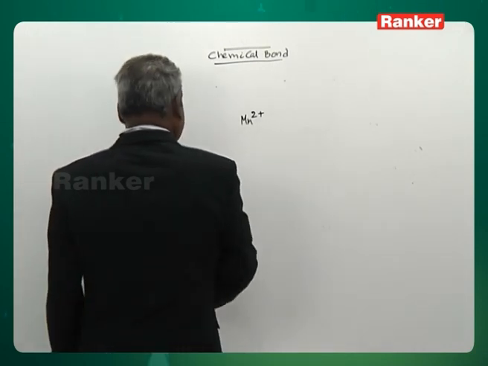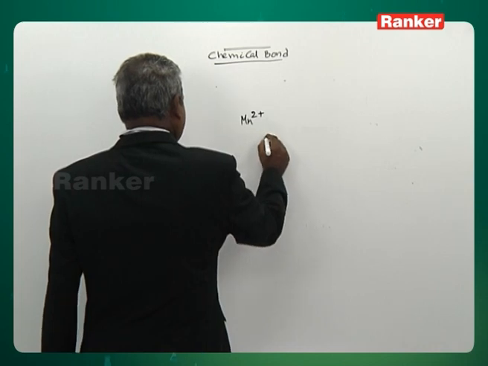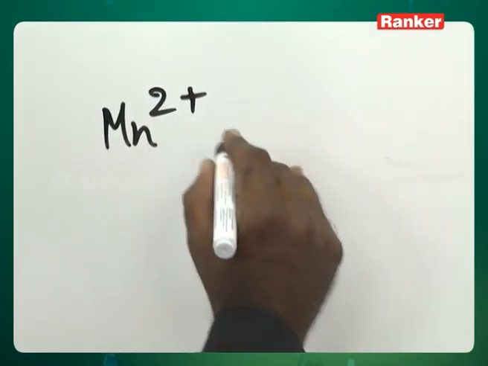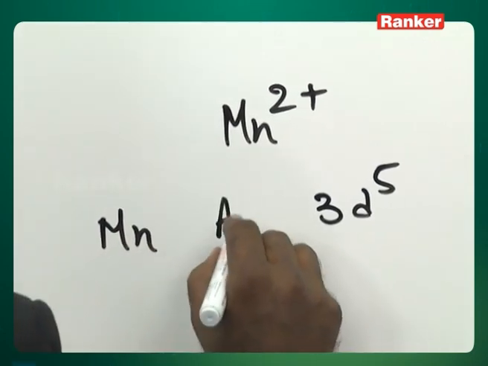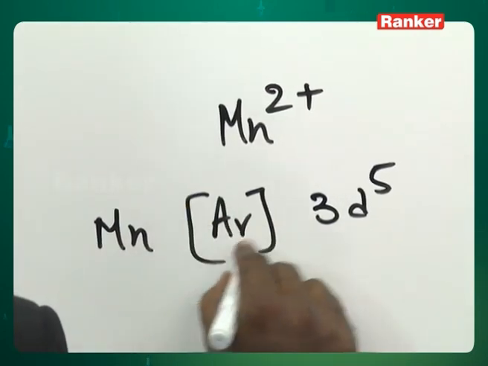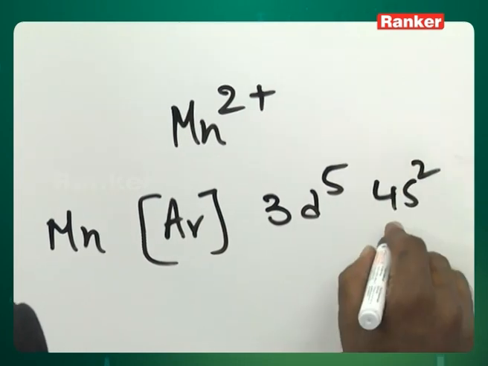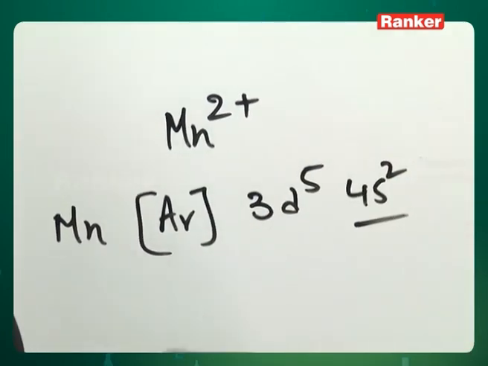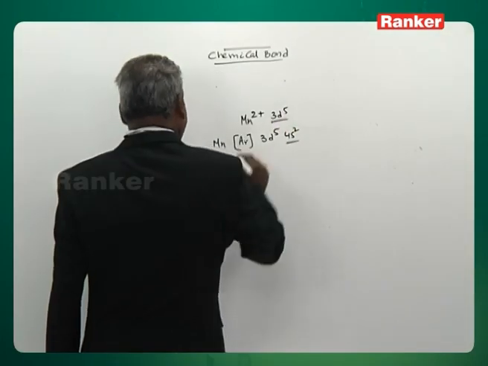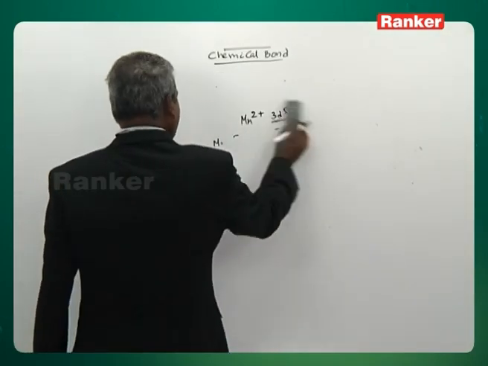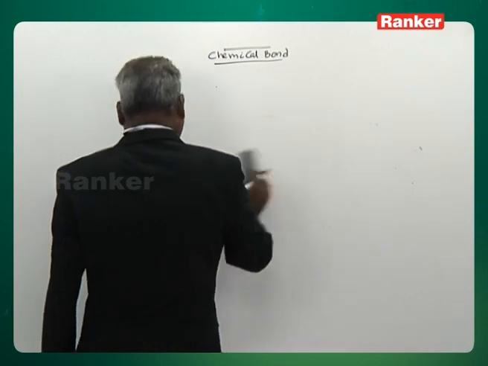Now Mn2 plus, what is the configuration? 3d5. Manganese is argon, 3d5, 4s2. When you remove these 2 electrons, you will get Mn2 plus, 3d5. So you have 5 unpaired electrons, and therefore it is paramagnetic.